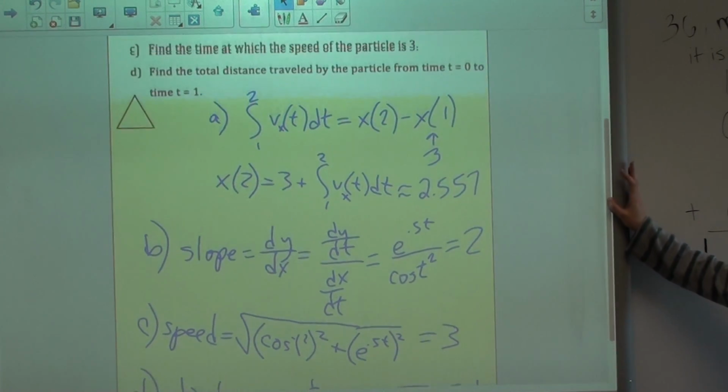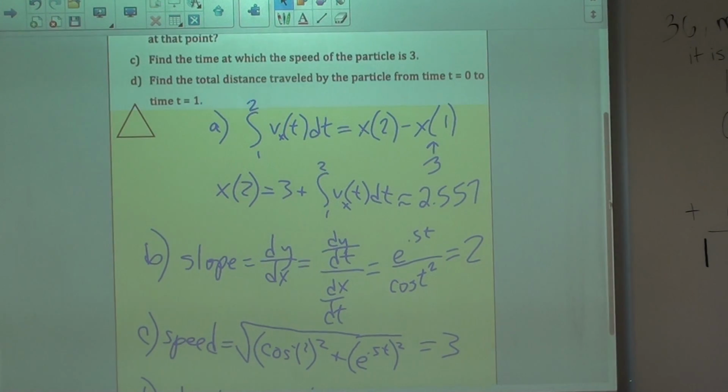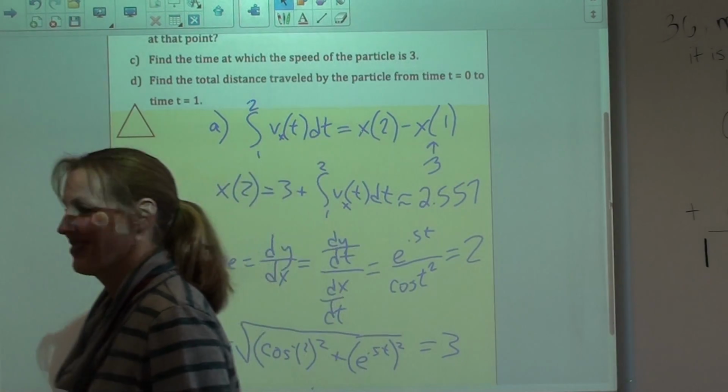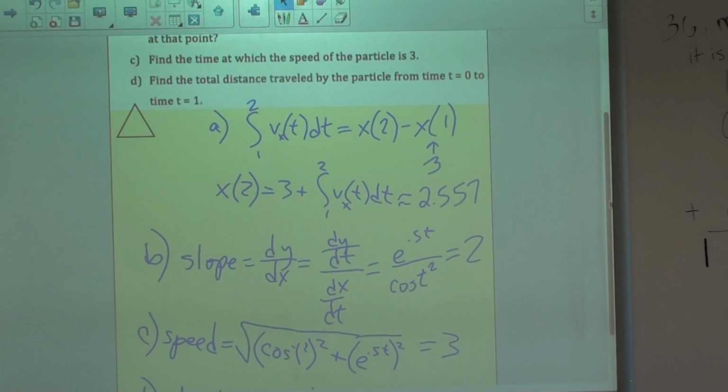Total distance traveled from 0 to 1. Because speed is also the integral. Speed is the same as the integral of the absolute velocity. That's called the transitive property, right? If this equals this, and this equals this, and this equals this.